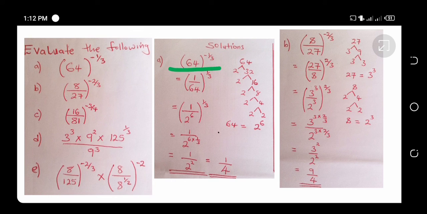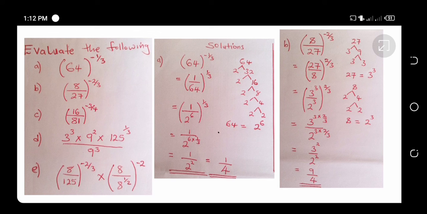And A, it is 64 to the power negative a third. So when you are required to evaluate this one here, remember we are going to use the laws of indices. The first thing we have to do is the prime factorization of 64, meaning that 64 is equal to 2 to the power 6. This is by prime factorization.